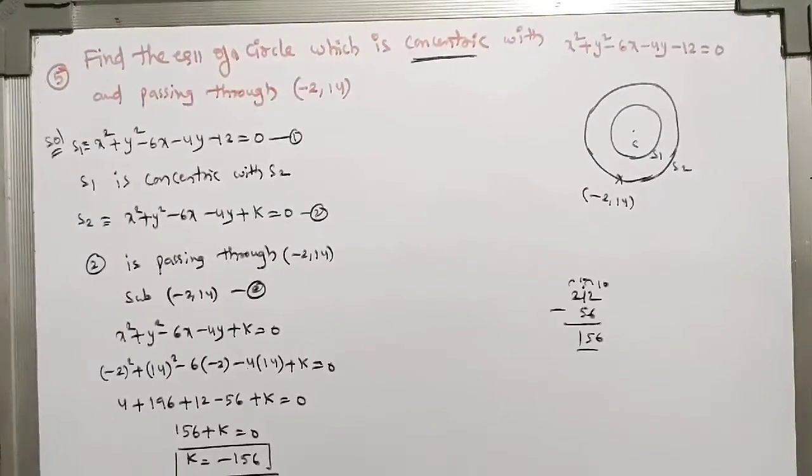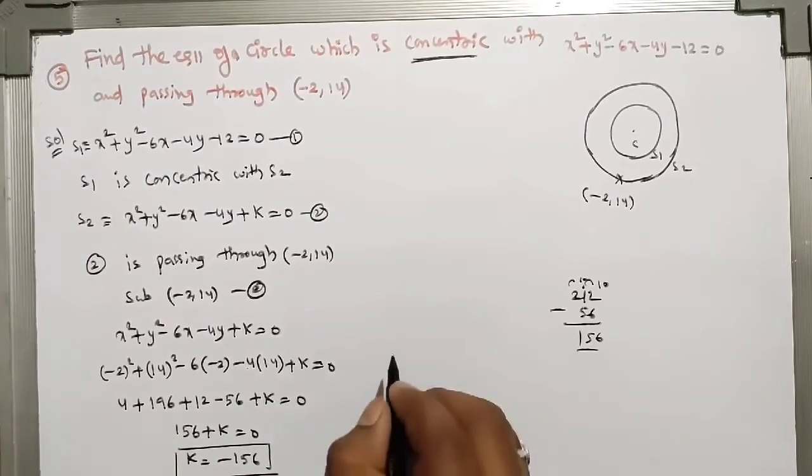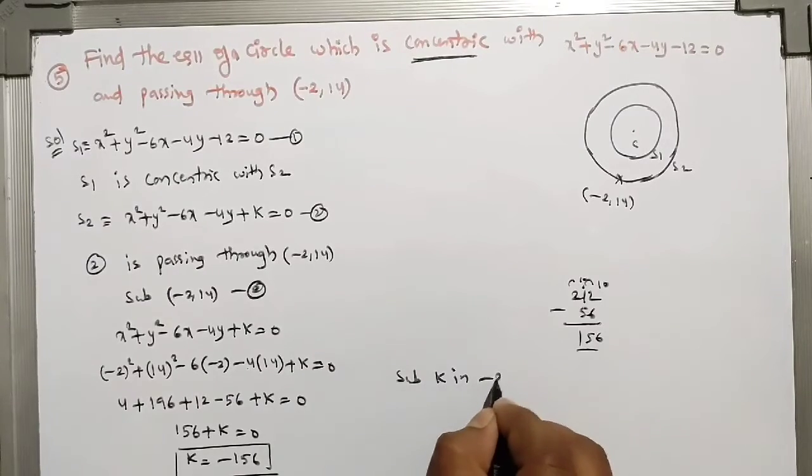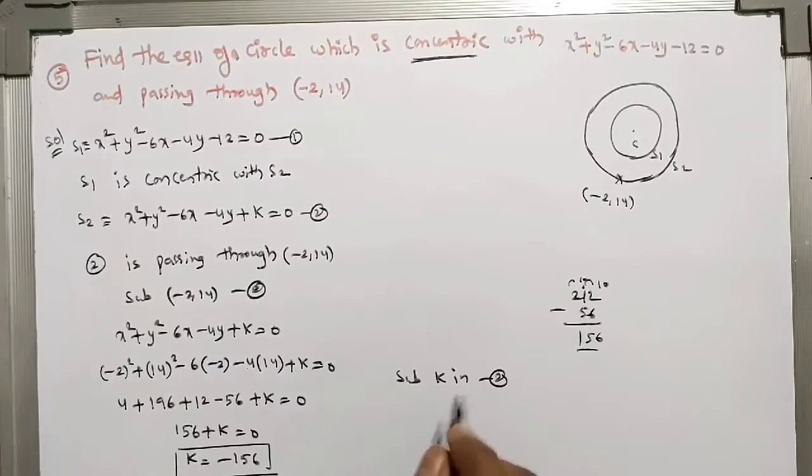So substitute the k value in equation 2, or in S2. Therefore S2 will become x square plus y square minus 6x minus 4y minus 156 is equal to 0. So this is the required answer.